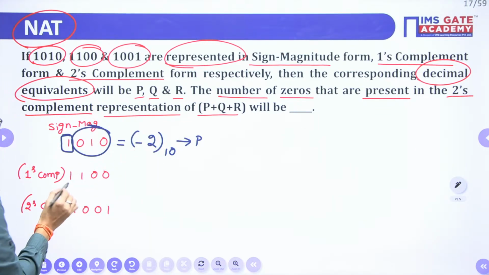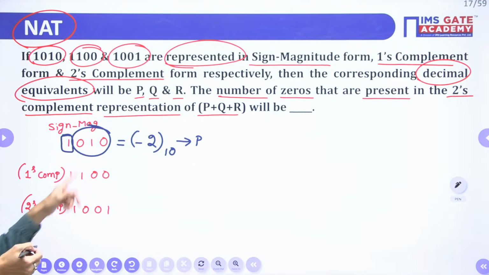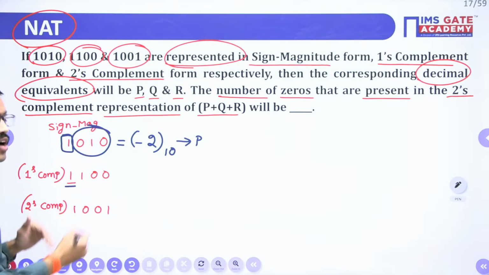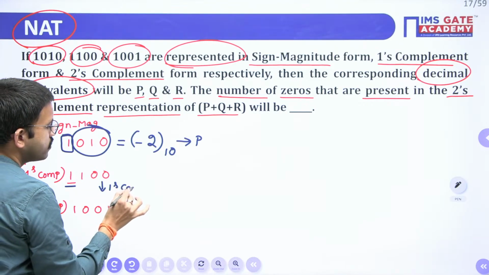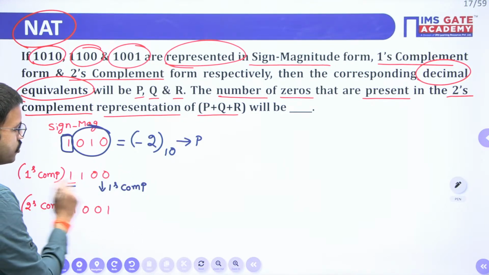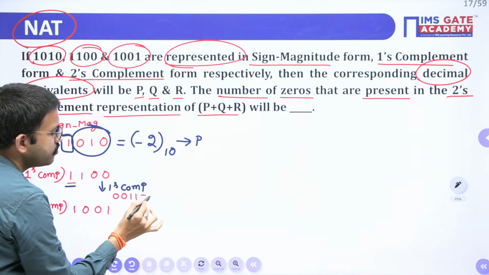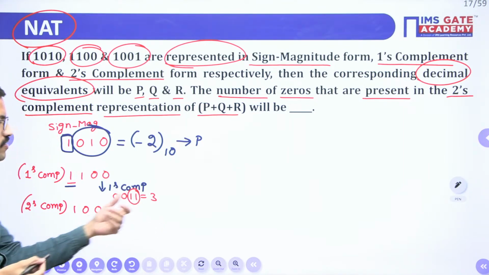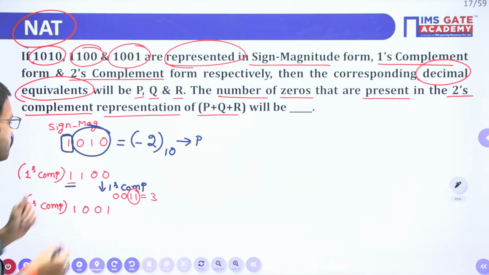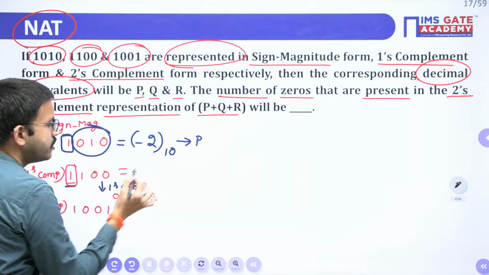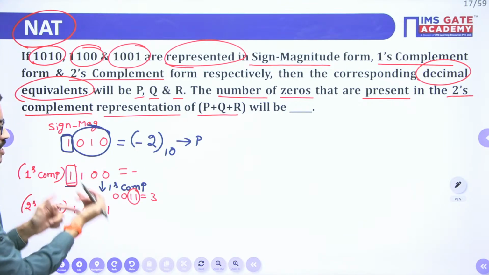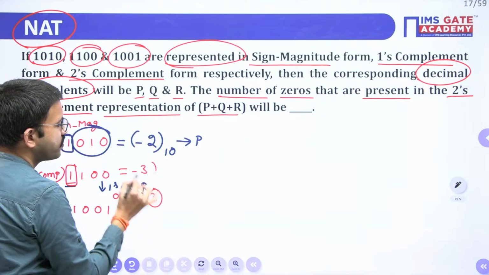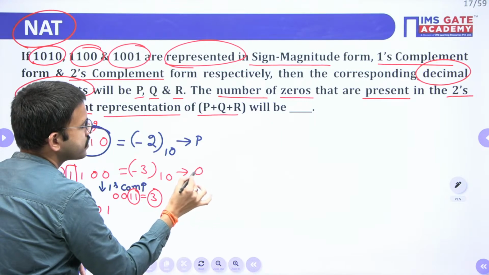Now here 1100 is already represented in 1's complement form. Just by looking at the sign bit, you will know it is a negative number. But if you want to know the magnitude, apply 1's complement once again. You will get 0, 0, 1, 1. From here you get the magnitude: 1, 1 is nothing but 3. Since the sign bit is 1, it is a negative number, so this is your Q according to the question.